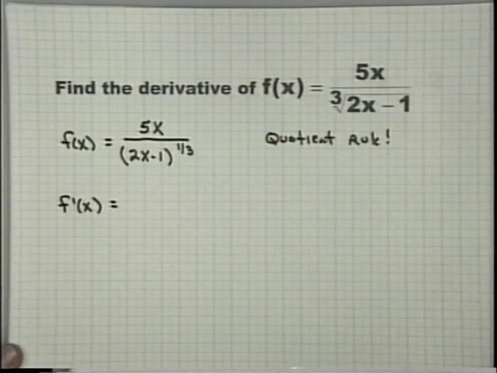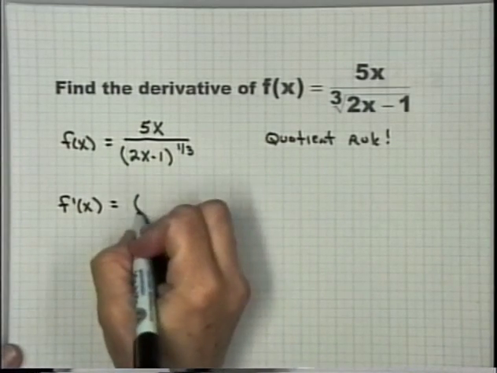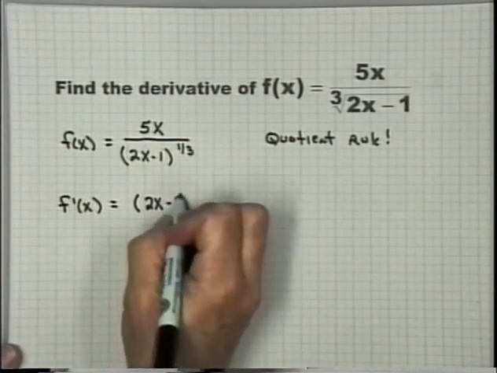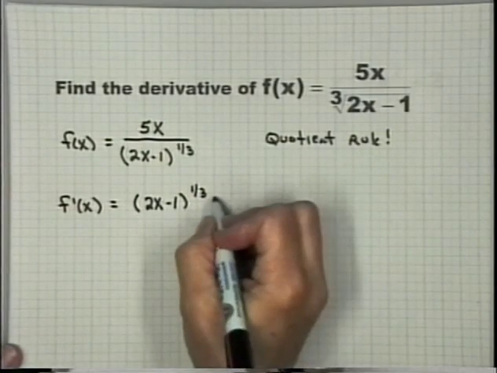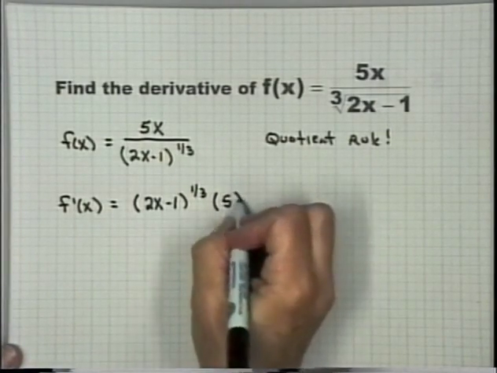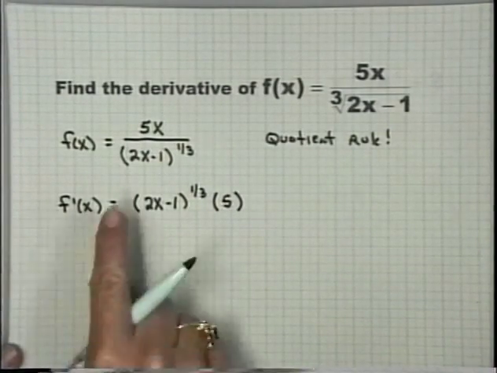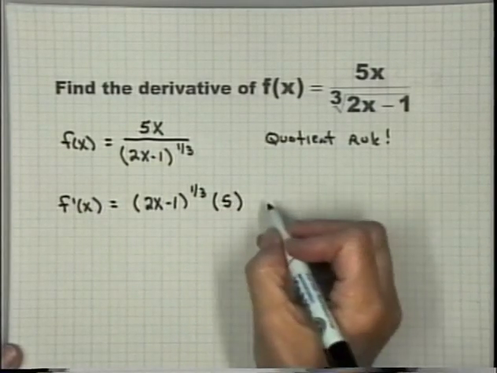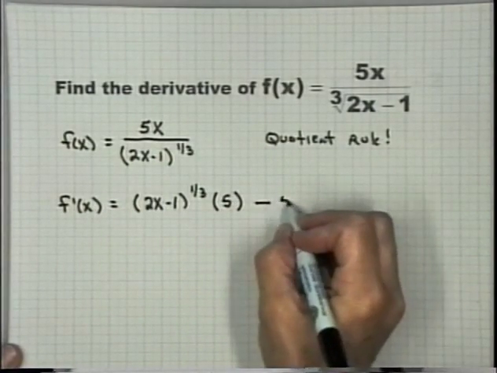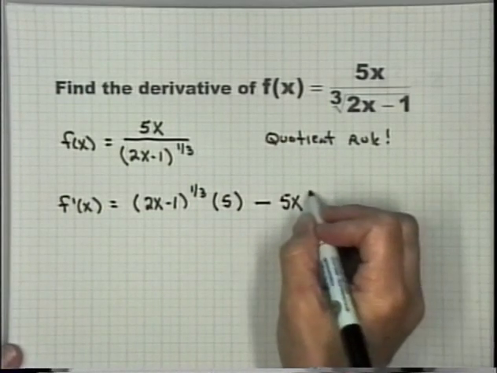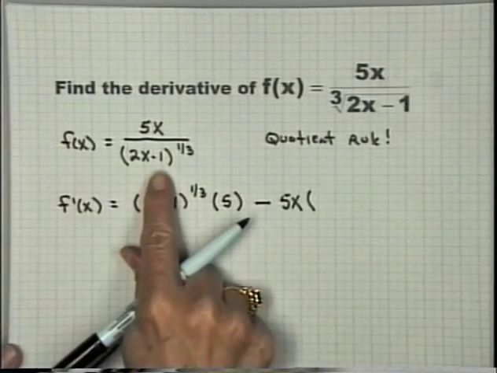This is one that's rather complicated and you can get lost if you're not real careful, so I'll be coming back from time to time reminding you of the quotient rule. The quotient rule starts denominator times derivative of numerator, doesn't it? So let's write our denominator, (2x minus 1) to the 1/3, times the derivative of the numerator, which is a 5. Denominator, derivative of numerator, minus the numerator, 5x, times the derivative of the denominator.